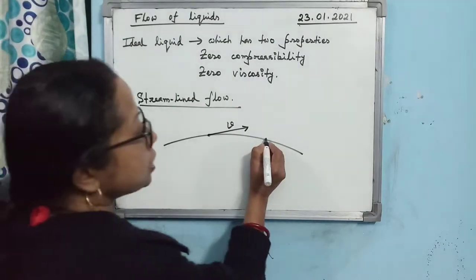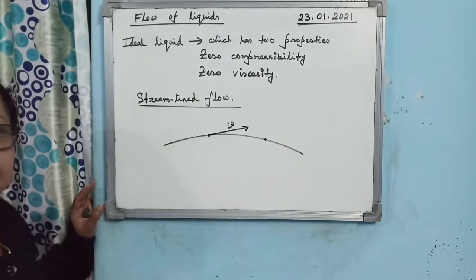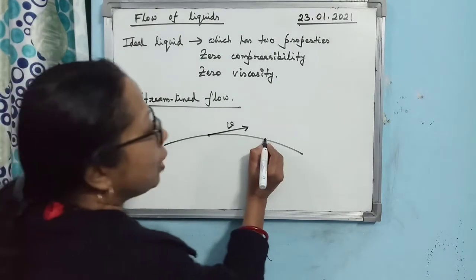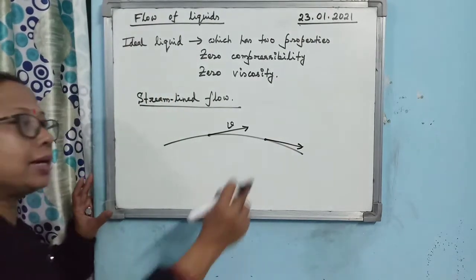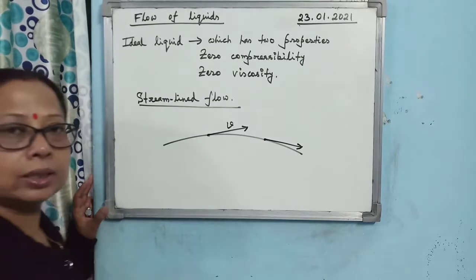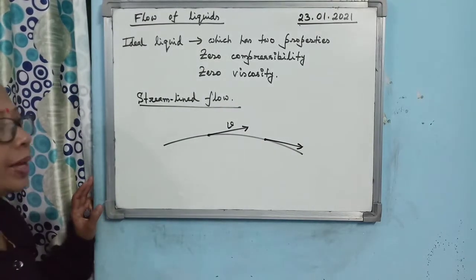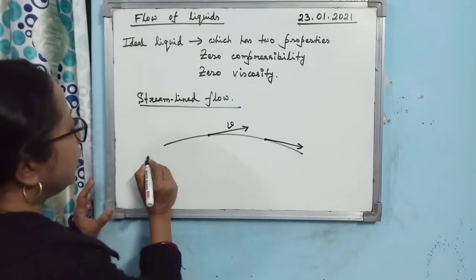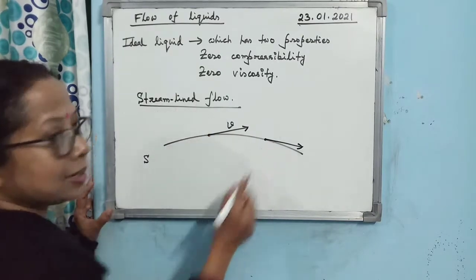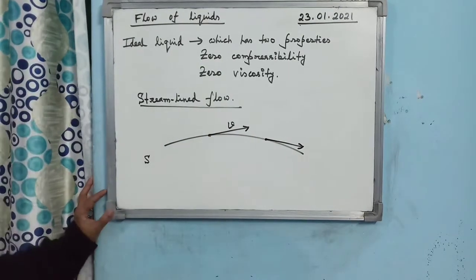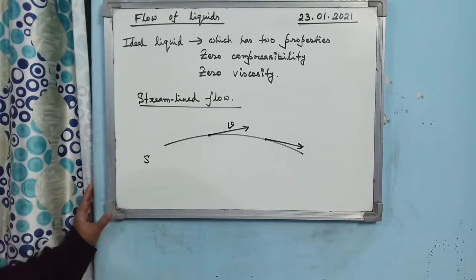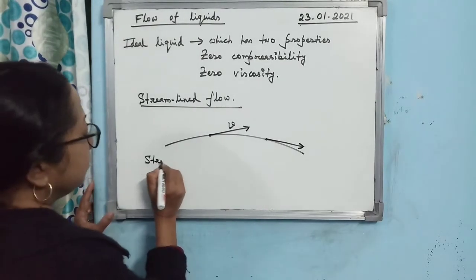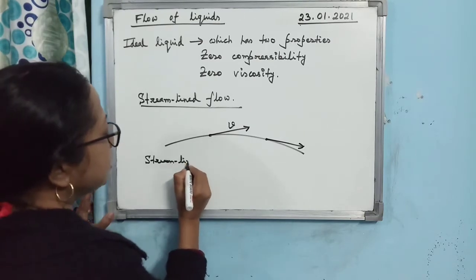Alright, so suppose you are considering a point here on the path, then what will be the direction of motion of the liquid particle at that particular point? Along the tangent drawn. Okay, then the concept of streamline, this is a line. Alright, then the concept of streamlined tube is coming. Okay, streamlined tube means what?